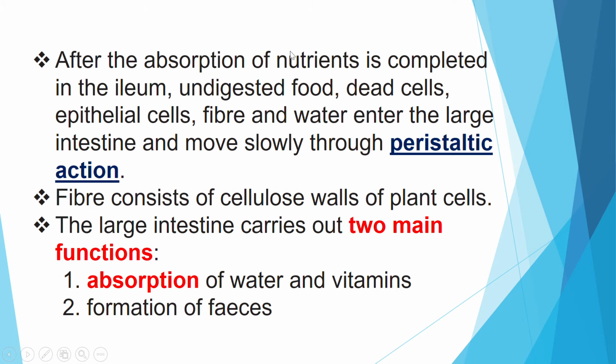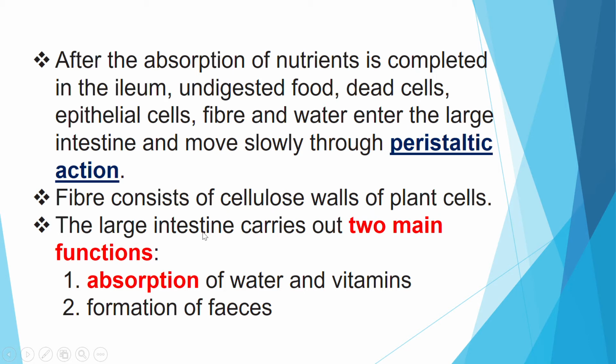So after absorption of nutrients is completed in the ileum, which is the last part of the small intestine, what will happen to the undigested food? The fiber, also the dead cells and epithelial cells, together with water, will enter into the large intestine, and there they move slowly through peristaltic action. Fiber consists of the cellulose walls of plant cells, which cannot be digested by human beings. We don't have the enzyme to digest cellulose.